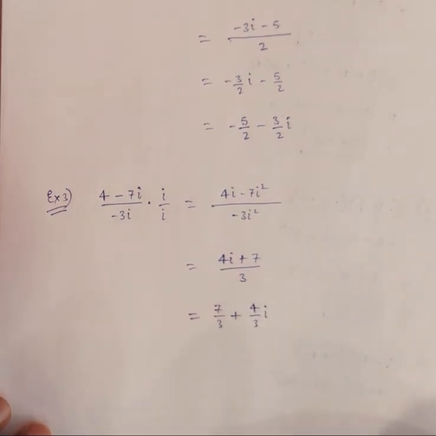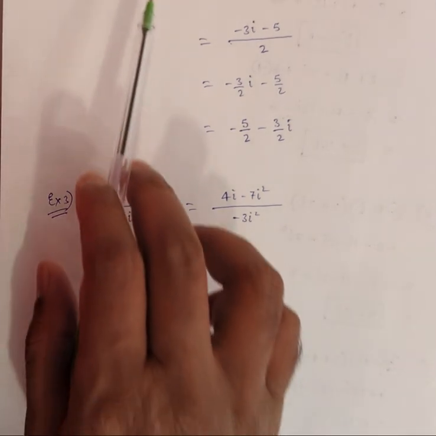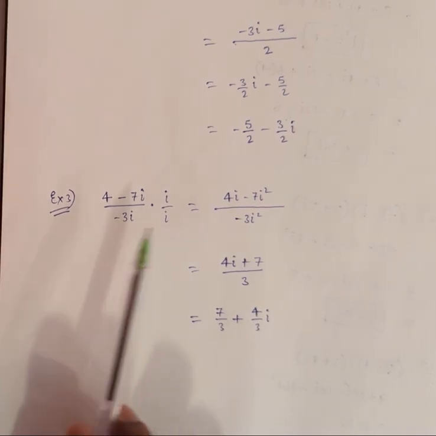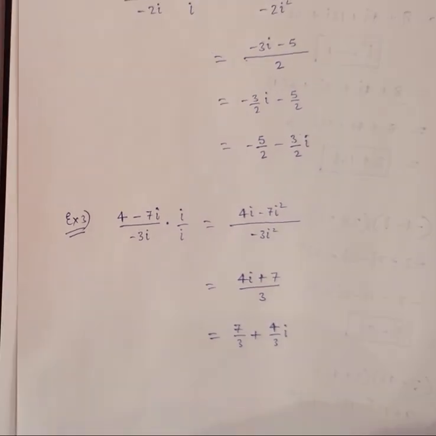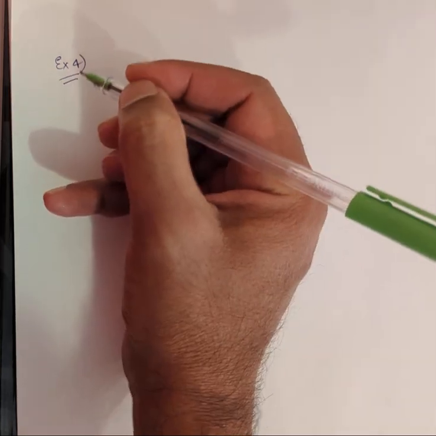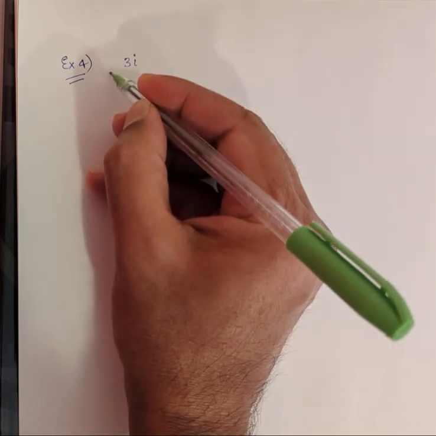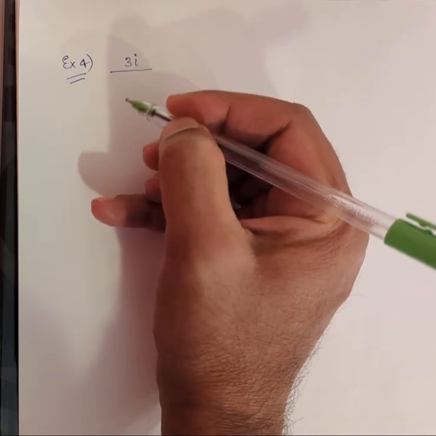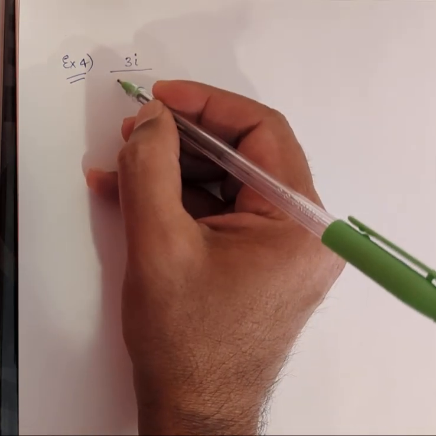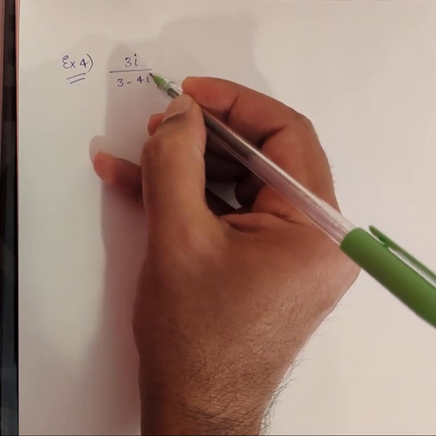All right, so these three examples told us that if you have a monomial with an i, you just multiply and divide by i. Now, in example 4, what I'm going to do is have a binomial in the denominator. So I have a monomial in the numerator, but let me take a binomial. So 3 minus 4i maybe.